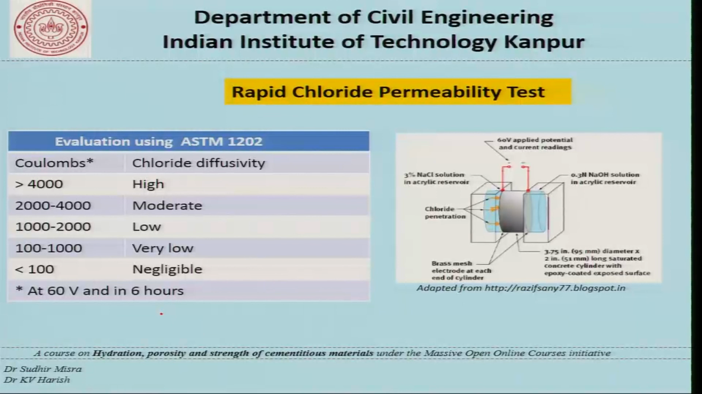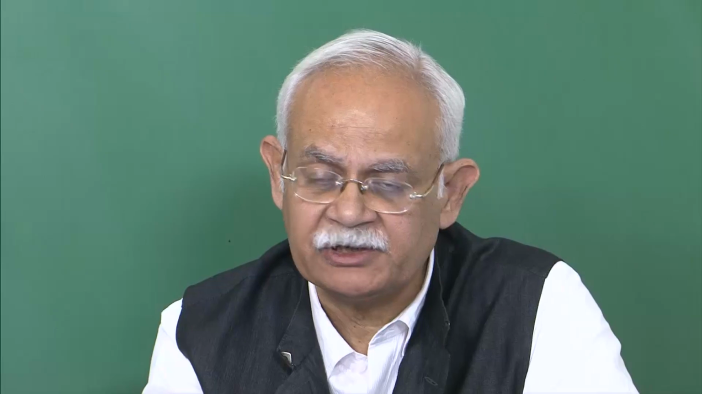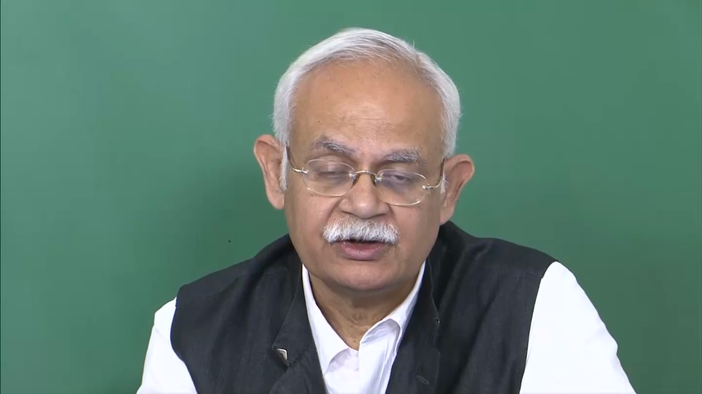And here is the interpretation that is to be given in terms of the coulombs, and that is according to ASTM C1202. If the coulombs is greater than 4000, the chloride diffusivity is rated as high, and if it is less than 100, it is rated as negligible, with other values being evaluated the way it is shown here. Of course, this is not the only test to determine the chloride permeability of concrete, but this is one of the tests, and as an assignment, I would like you to read literature and make a list of the other tests which are available to evaluate the concrete from the point of view of chloride permeability.